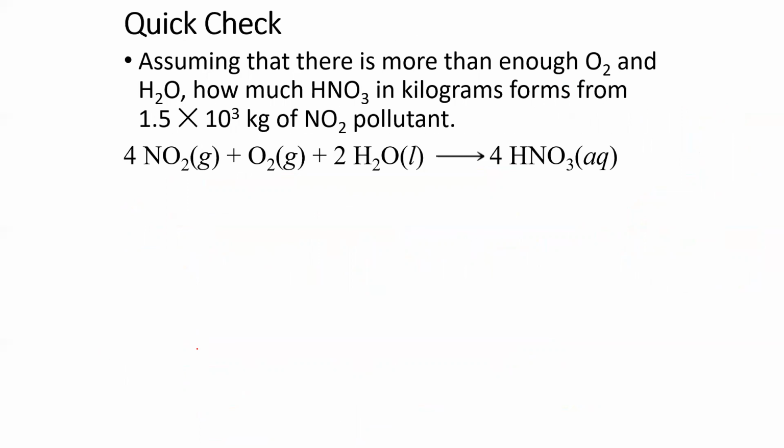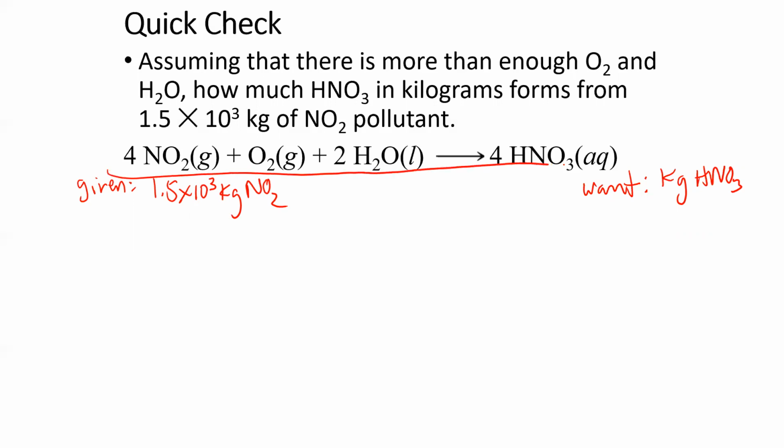So let's read this problem. How much nitric acid in kilograms? So I want kilograms of nitric acid. What am I given? I'm given 1.5 times 10 to the 3 kilograms of NO2. So what's pretty much the first step? I need a balanced equation. They're nice. They give me a balanced equation.